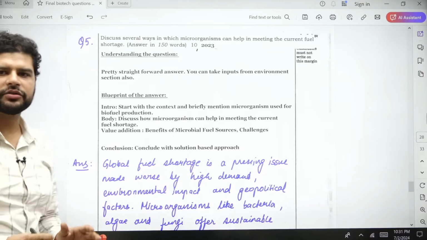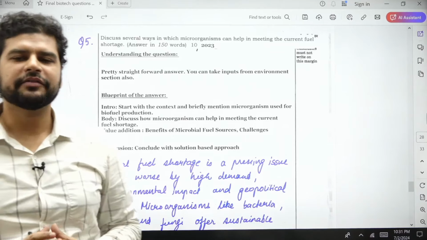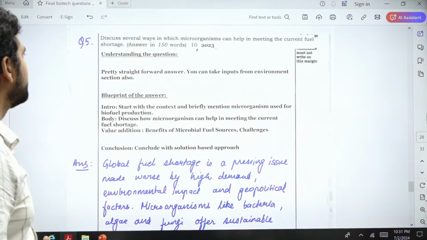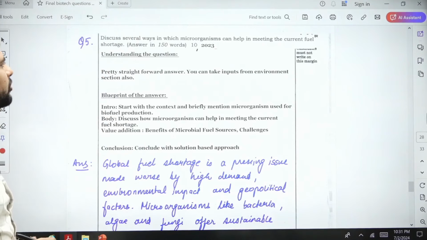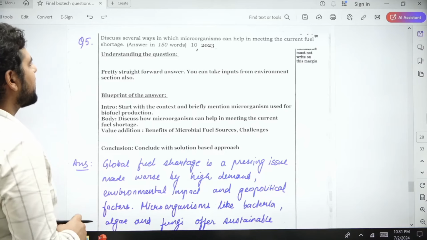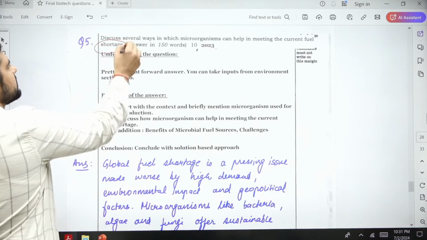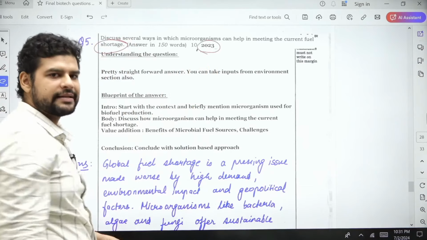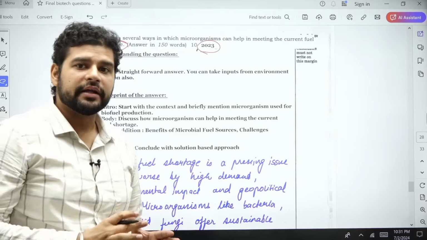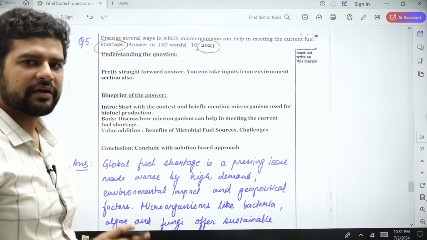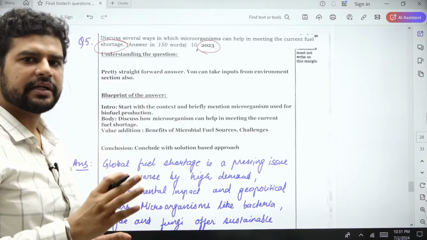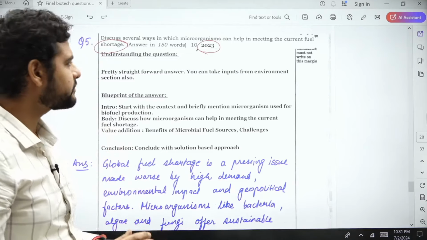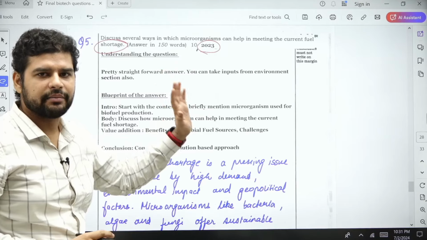So this is the last question for this session, right? The fifth question. Let us see it. Discuss several ways in which microorganisms can help in meeting current fuel shortage, right? 150 words, 10 marks, 2023, right? So again, they are being very specific about it. They are asking one thing, one sector of the application, and then asking it for 10 marks.